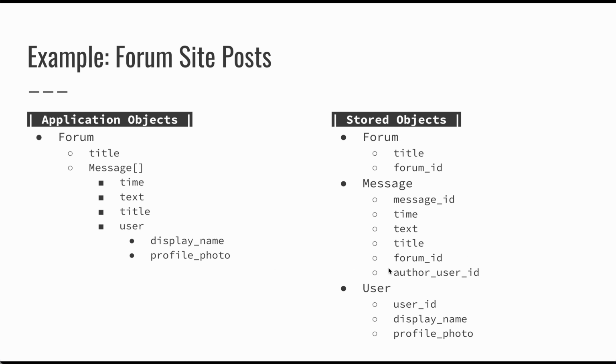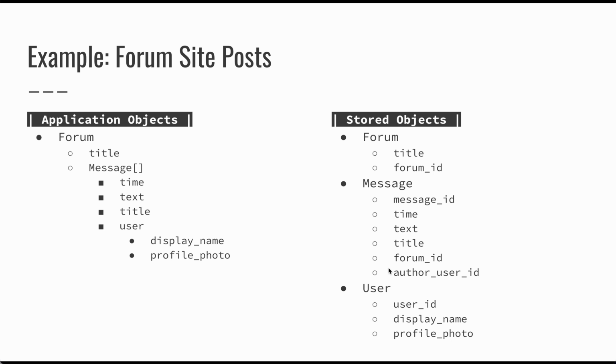One example might be if you were building a forum site. Your forum may have a title, it may have several messages that are part of that forum. Each one of those is going to have its own properties. Then there may be a user which may have its own properties. And often if you were to retrieve these and interact with them in your application, show them, render them, etc., it might look something like what you see on the left.